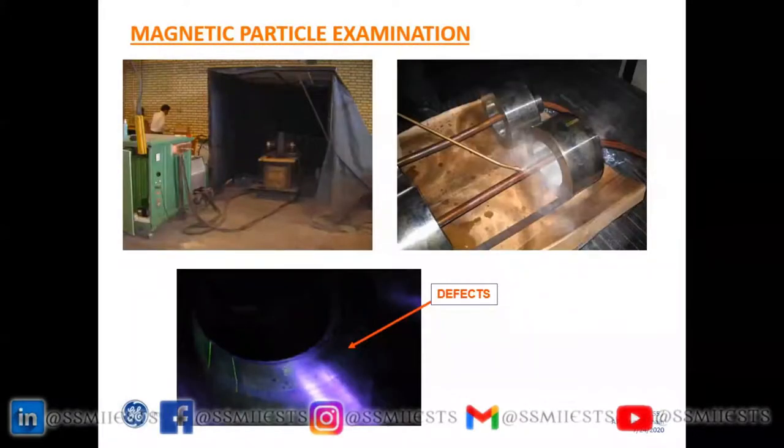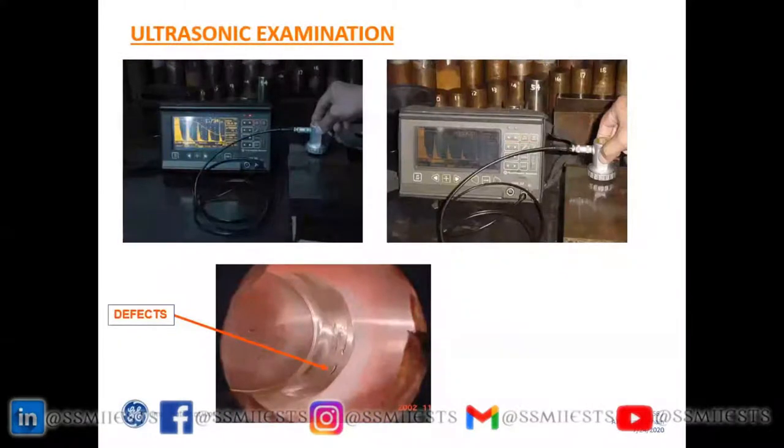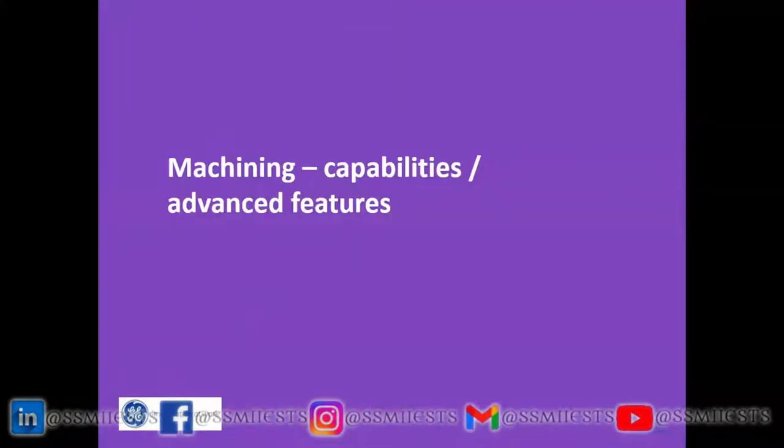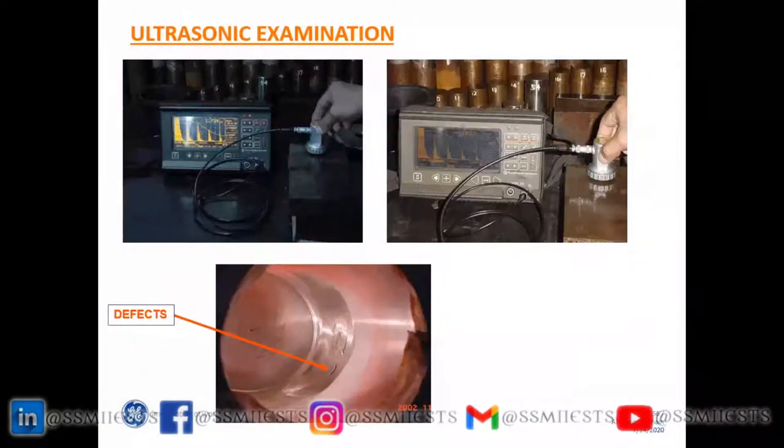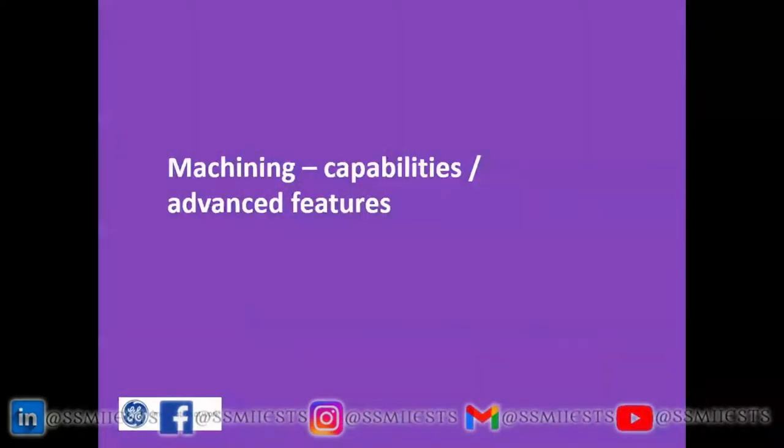Then we do MPI of the body to make sure there is no crack, right? If there's a crack, you can sometimes see the crack there. And you have to do ultrasonic to make sure the cladding layer and the base material are mixed together and bonded properly, yeah? So this is the cladding. After cladding is finished, it will go to machining.